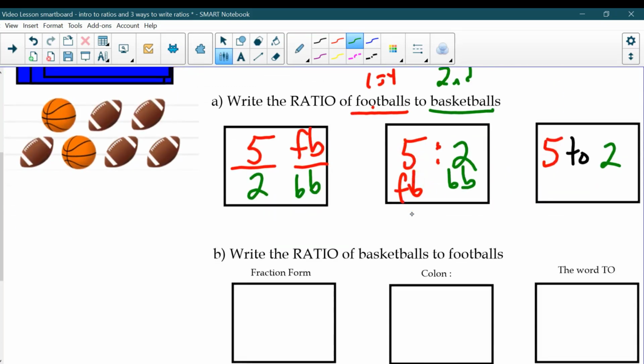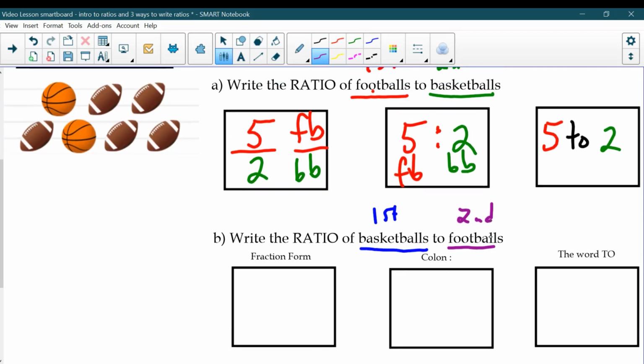So now let's try and write it in a different way. Looking at the same picture, write a ratio of basketballs to footballs. So now which one are we writing first? Now we are going to write basketballs first. So this is going to be our first number. And then footballs will be our second number. So again, I'm going to write that on my paper just so I remember, and I want you to write this as well for your notes.